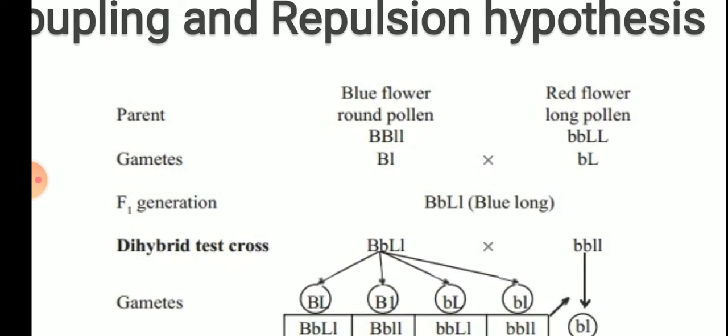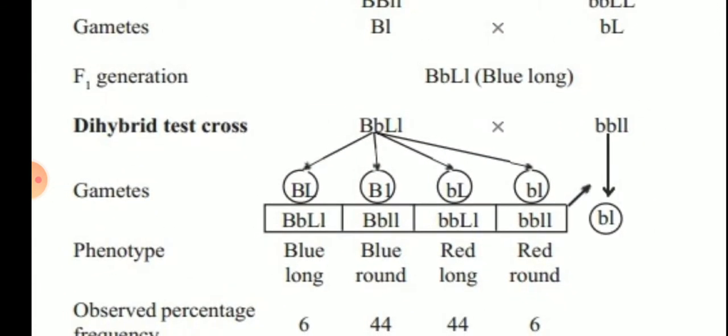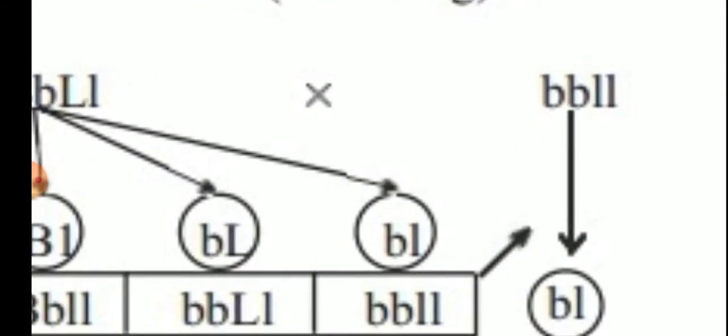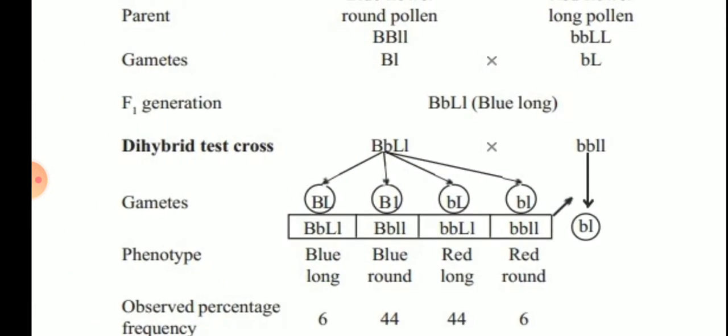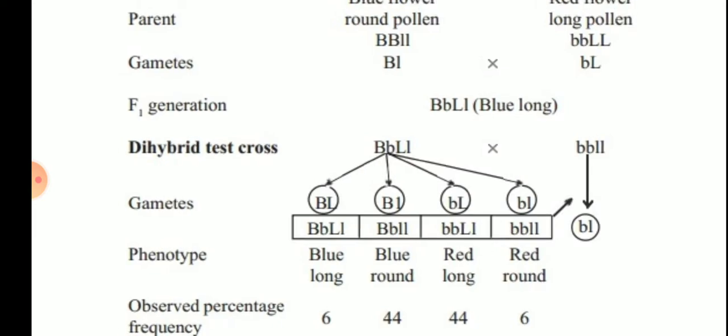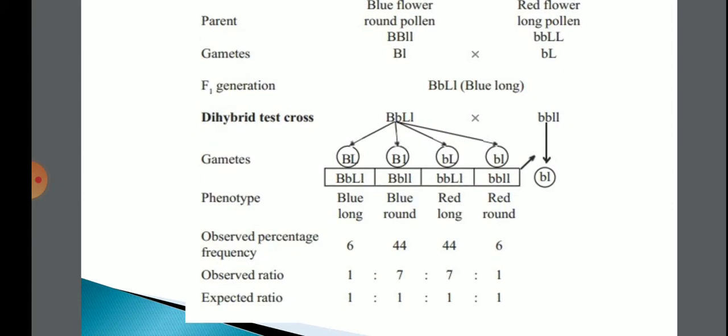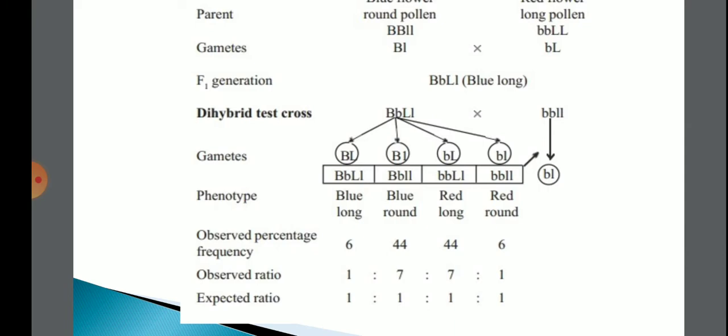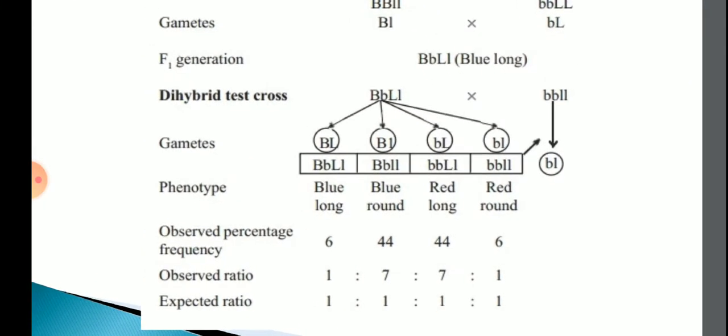In the F1 generation, as expected, all the dominant genes, that is blue flower and long pollen, are observed. Then they crossed the heterozygous F1 plants with the recessive parent, having red flower and rounded pollen, here written as small b, small l. They got four types of individuals, and the expected ratio was 1:1:1:1, because according to Mendel we get 1:1:1:1 when we cross a recessive parent with a heterozygous offspring.